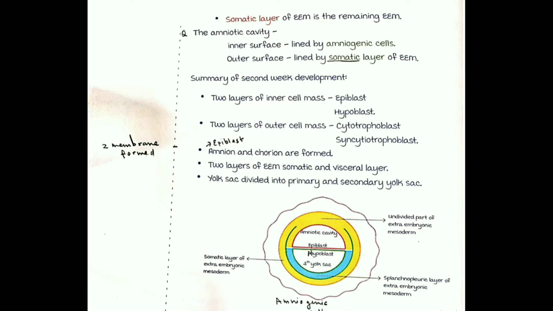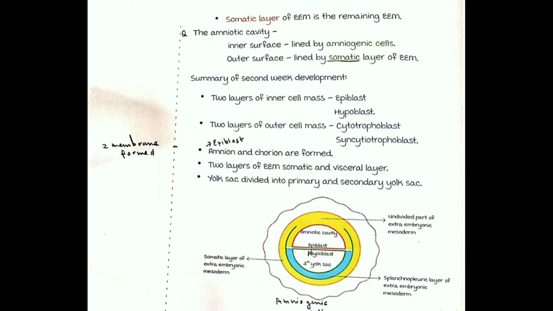So in this diagram it will be clear, this yellow color is the extraembryonic mesoderm. In the mesoderm, there is a cavity formed, that is the green color, and this part on the upper part of the extraembryonic mesoderm is the undivided part of extraembryonic mesoderm, which is cranial to the amniotic cavity. So it will form the connecting stalk and it will form the umbilical cord.